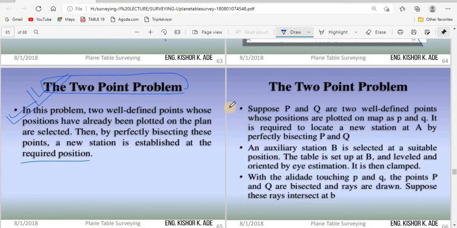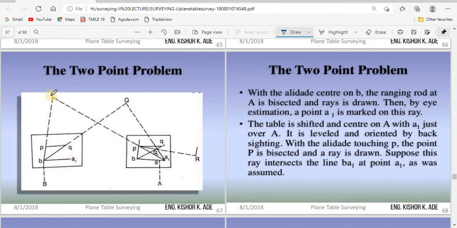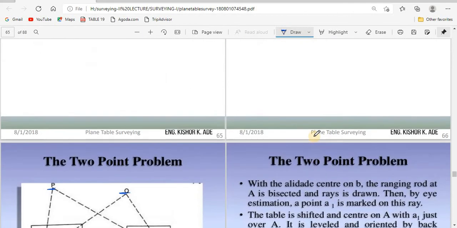Now suppose P and Q are two well-defined points whose positions are plotted on the map as small p and small q, and it is required to locate a new station at A by perfectly bisecting P and Q. You can see in this diagram there are two points P and Q, which are well-defined points already plotted on the sheet as small p and small q, and with the help of these two points we have to establish a new point, which is point A.